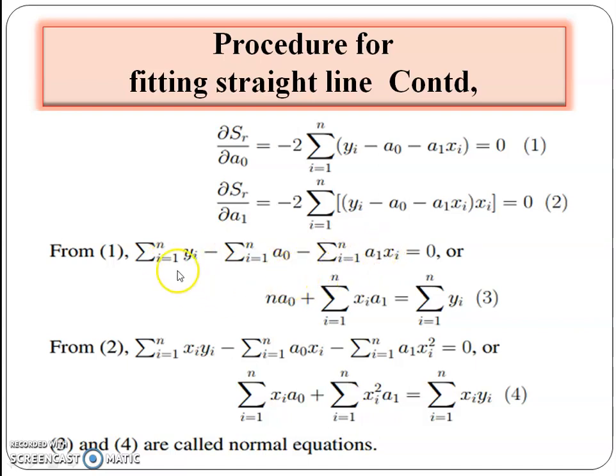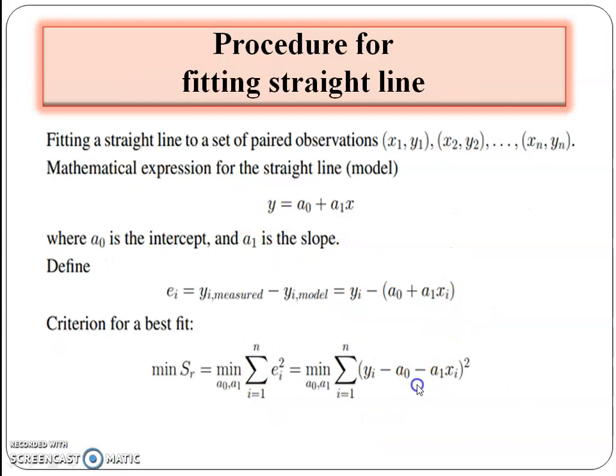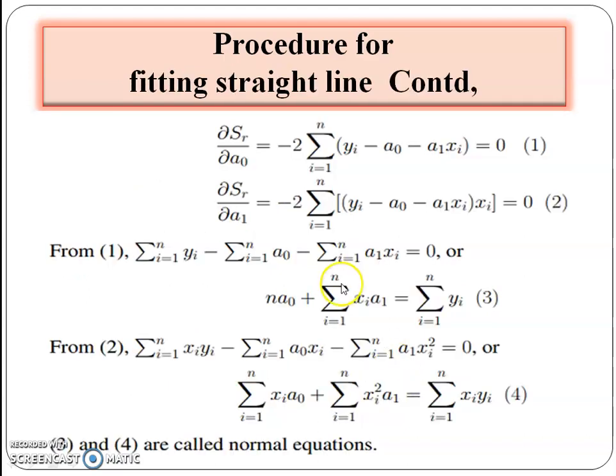So we can write the summation of yi here. This becomes n a0, because we are adding n values. a1 is constant, so bring it outside. So this is one of the normal equations. Similarly, differentiate this equation with respect to a1. We get this equation, put it equal to 0. Simplify this, and we get the second normal equation.